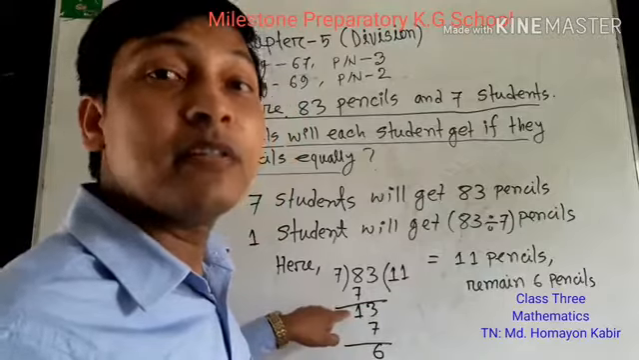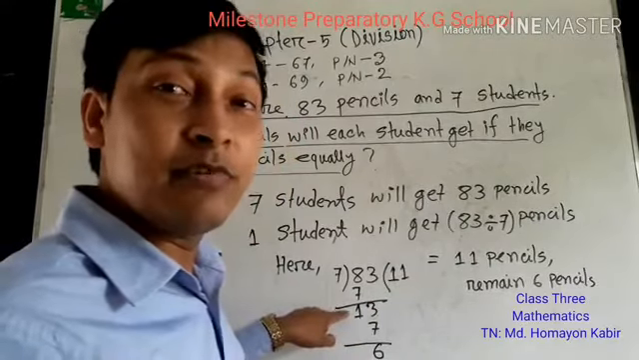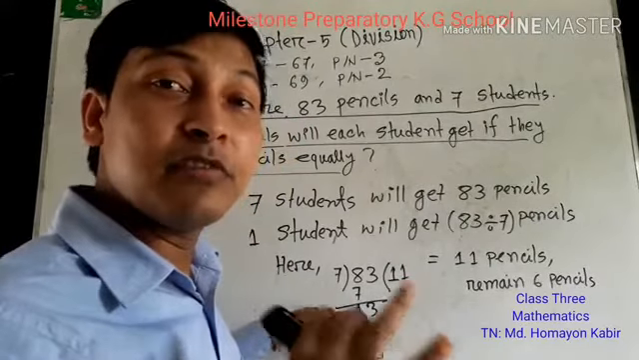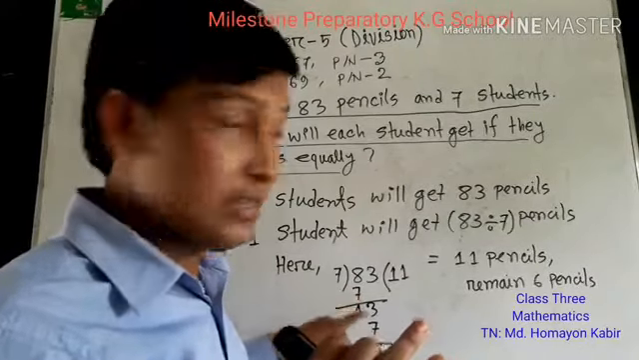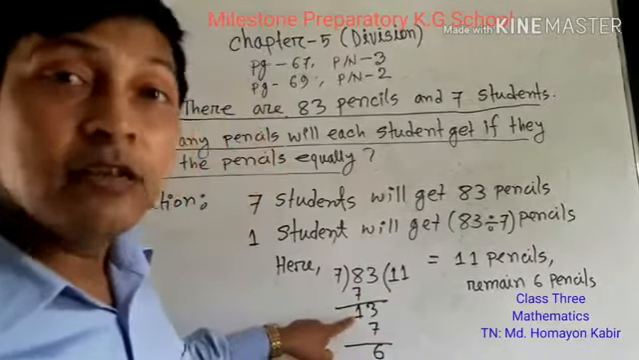Beside 1, it will be 13. Again, we count the times table of 7. 7 1 is 7, 7 2 is 14. We cannot take 14 because 14 is greater than 13. That's why we take 1 times.